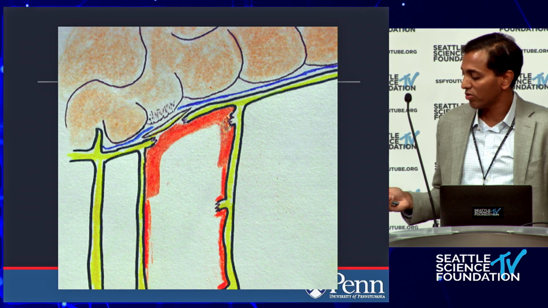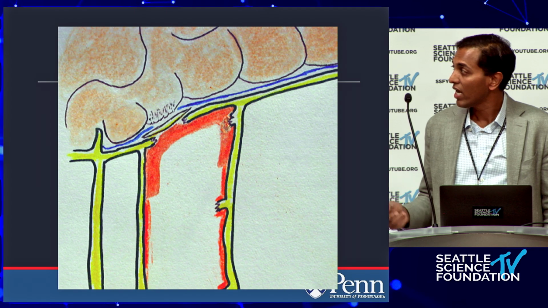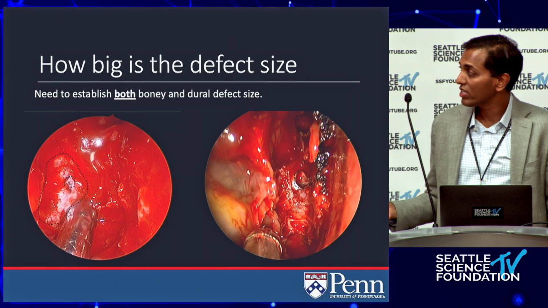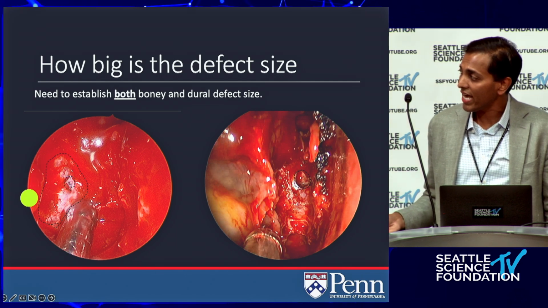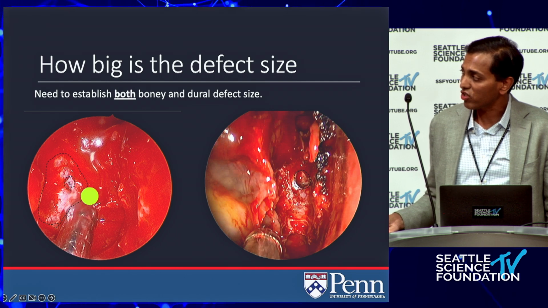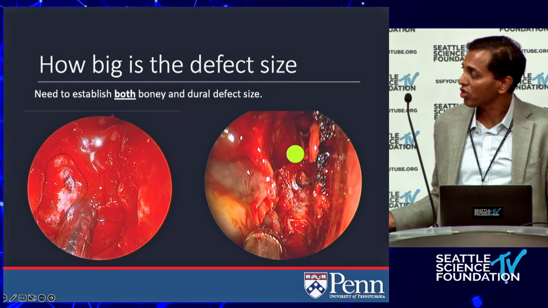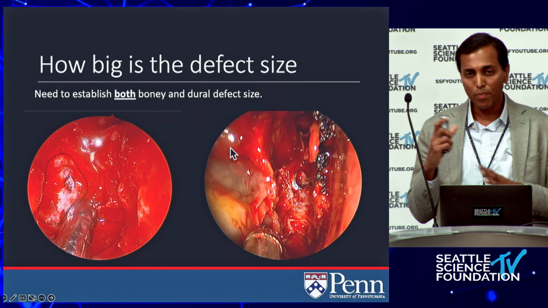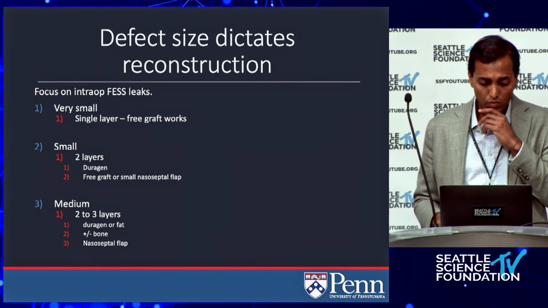So if you think about those three layers, you then think about your reconstruction. Okay, how am I dealing with these three layers? And how you're dealing with these three layers is really depending on the size of the defect. So these two are very different cases. So this case is, you see the dotted line, that is the bony defect, but the dural defect is actually that little hole right there. So a very small dural defect. Versus this is a little different. This is more like that case I showed earlier where the bone and the dura are larger defects itself. So depending on the size of these, you have to decide on those three layers what you're gonna do.